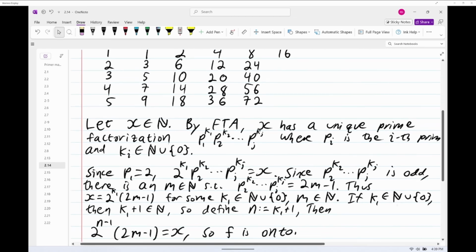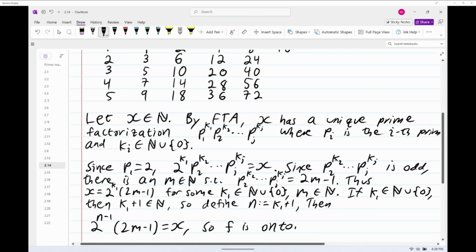Okay. That means p2 to the k2 dot dot dot pj to the kj has no factors of 2. So that's odd. And that means there is a natural number m such that p2 to the k2 and so on is equal to 2m minus 1. That's the definition of being odd. Thus, x equals 2 to the k1 times all of this, which is 2m minus 1 for some m. So x is 2 to the k1 times 2m minus 1.